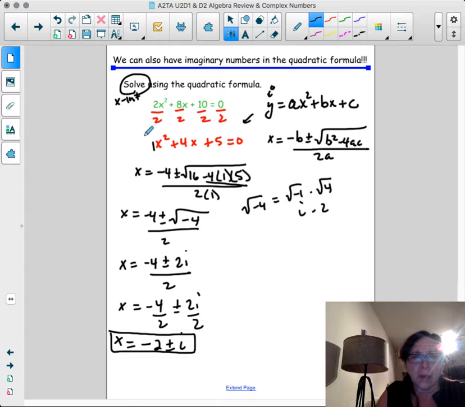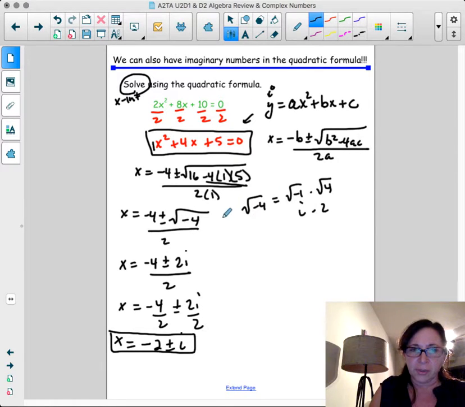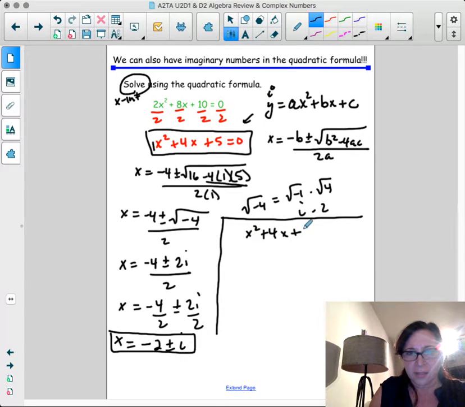Just a note, I want to talk to you about using this same value, x squared plus 4x plus 5, and completing the square, and then square rooting both sides. So I'm going to show you how to do that really quick here. We're going to take the same equation, which is x squared plus 4x plus 5 equals 0, and I'm going to subtract 5 from both sides. So now we have x squared plus 4x is equal to negative 5.